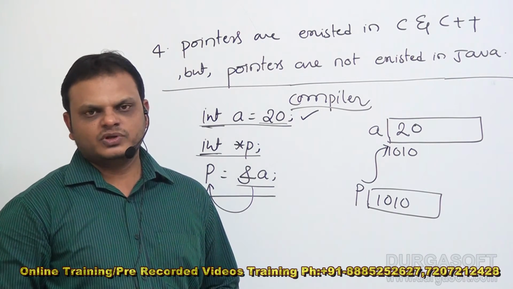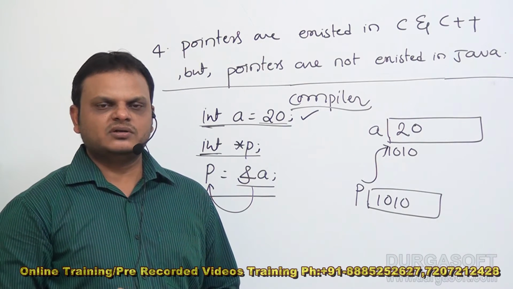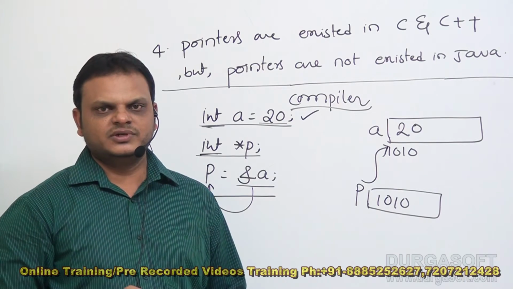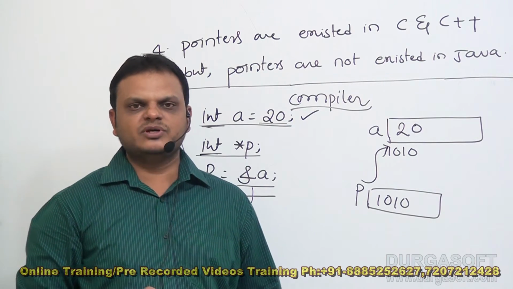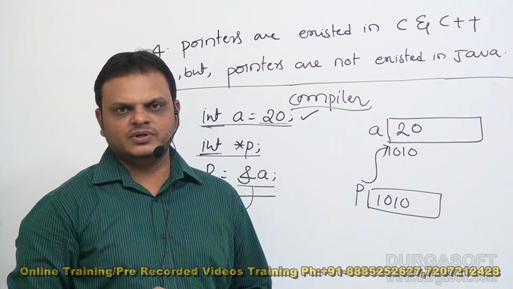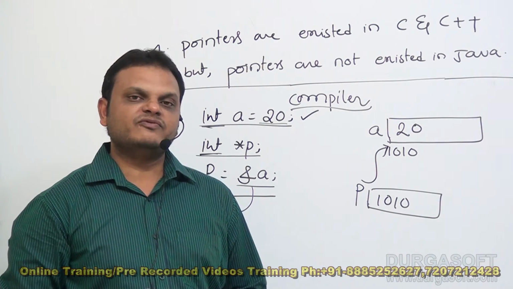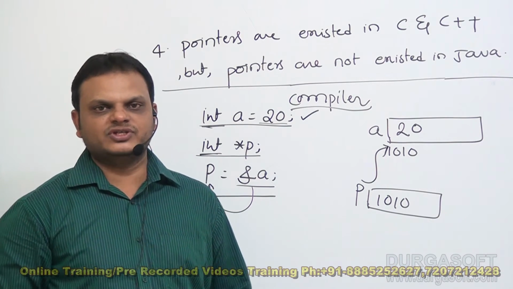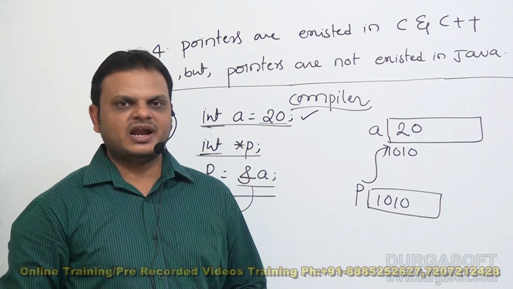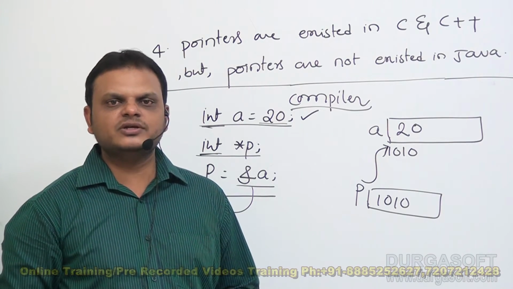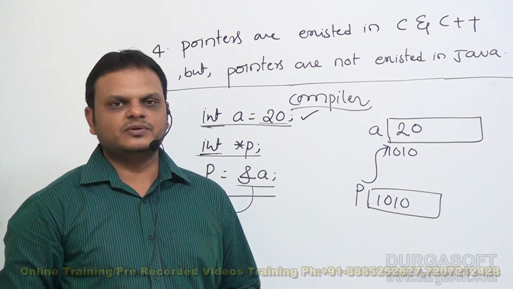Reason number 2: pointer variables are supported by static programming languages in general, but Java is a dynamic programming language, so pointers do not exist in Java. Next one: pointers are very much suitable in platform dependent programming languages, but Java is a platform independent programming language, so pointers are not supported by Java.